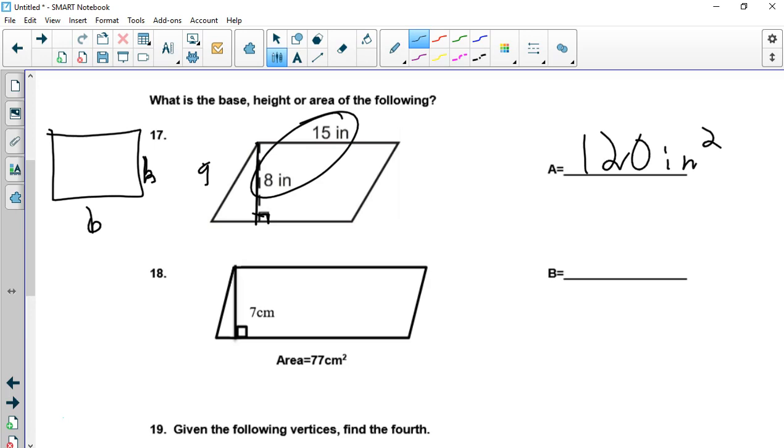And then for 18, opposite, we already know the area. We're trying to find the base, because we already have the height. So that's just going to be 77 divided by 7 to get 11 centimeters. Just going the opposite direction. But the key thing is to remember, this is the height we use, the measurement we use.